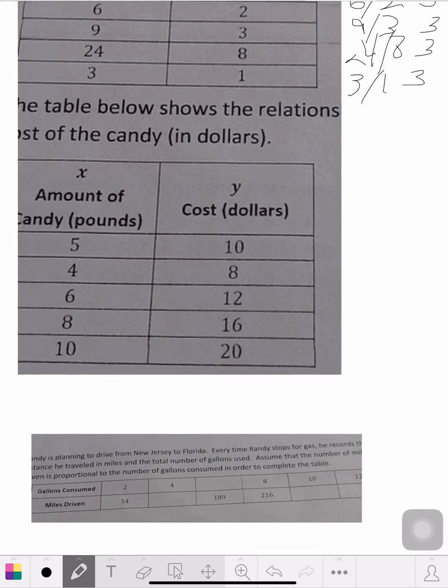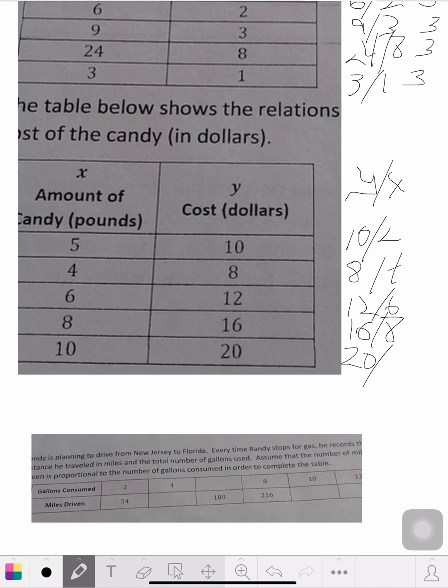Let's do another one down here. This is candy, okay? And I'm going to have y over x, only because I can see the y's are bigger numbers, and that comes out whole instead of fractions. Y over x. And like I said, it doesn't really matter, okay? So we're going to have 10 over 2, 8 over 4, 12 over 6, 16 over 8, 20 over 10.